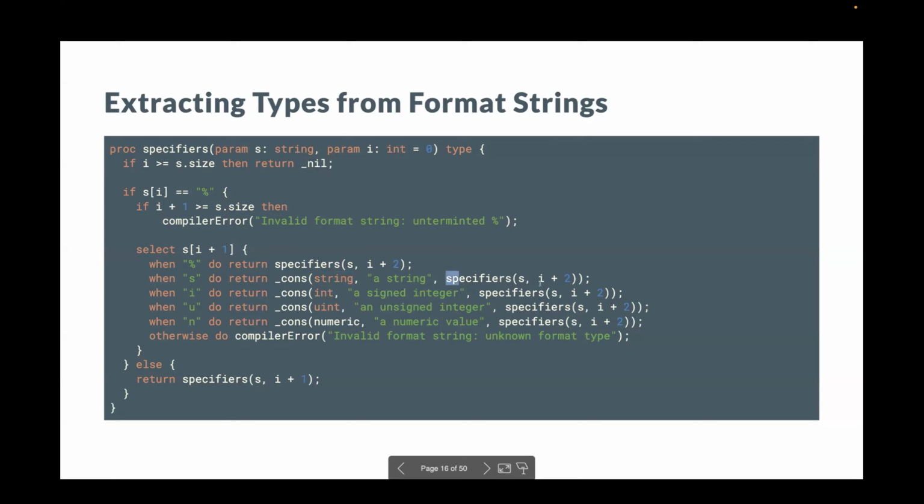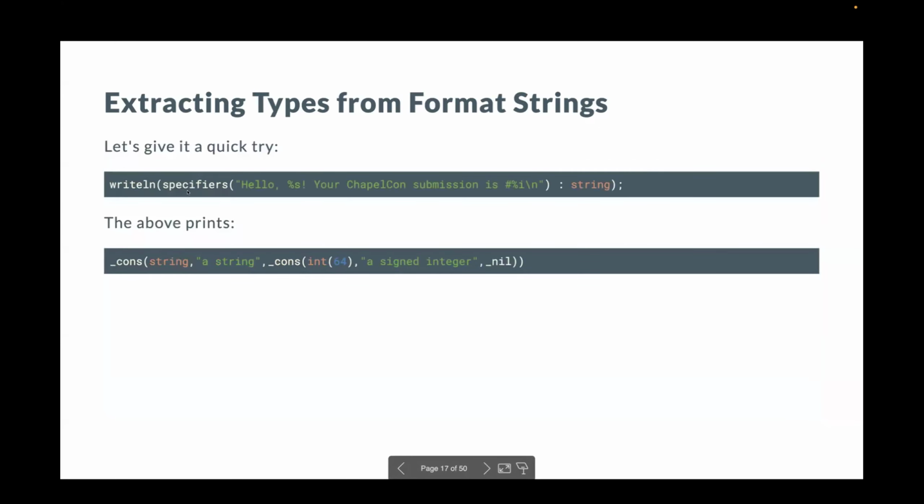In all of these cases, we recurse into the rest of the string, skipping the percent and whatever the format is, to construct the remainder of the format specifiers. And of course, we allow the user to write double percent to actually insert the percent character into their string. And we emit a compiler error if we don't recognize the format character. So if we give this a quick try, I can call specifiers with that format string that I showed you earlier, and it produces cons string cons int nil, which is exactly the list of one string and one integer, which matches the format specifiers as desired.